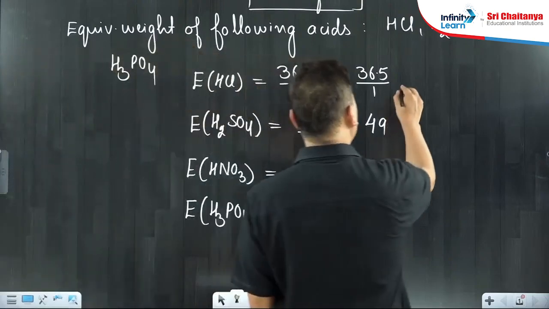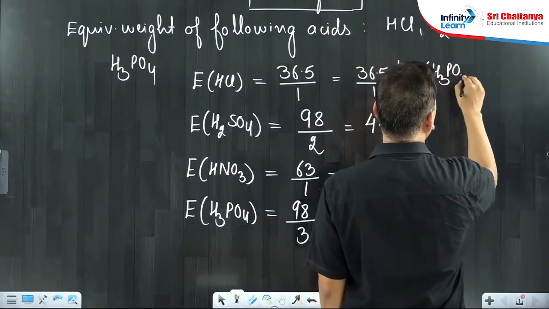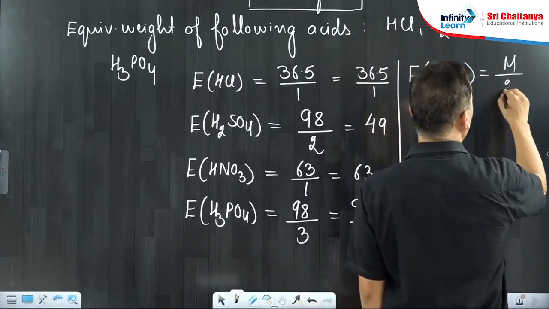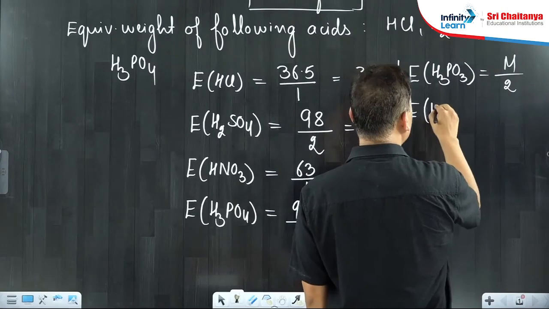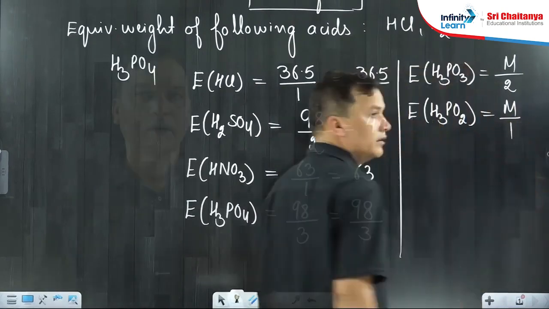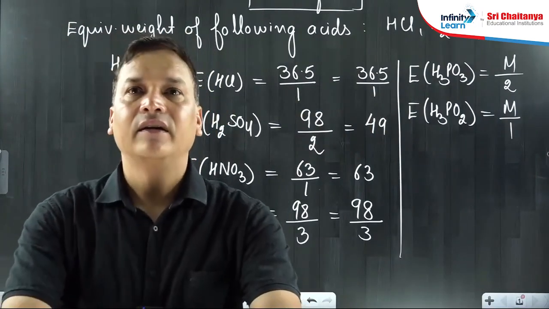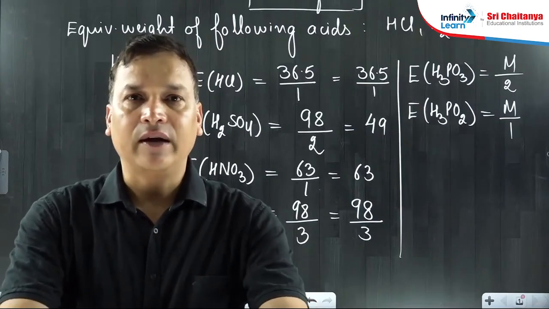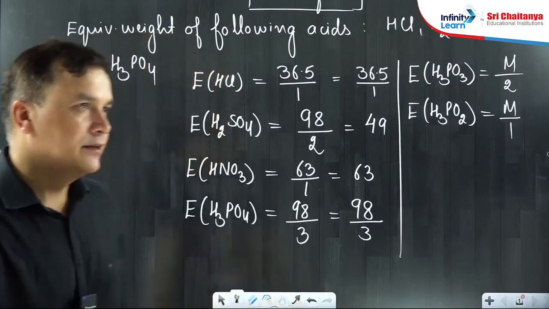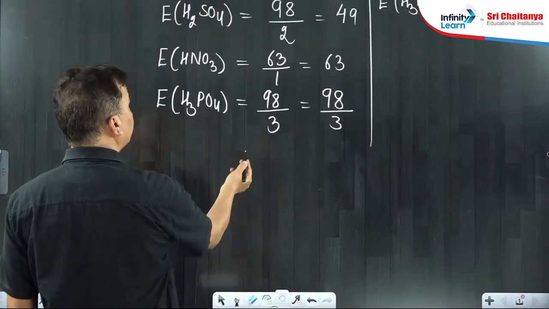My dear student, next, if we have to calculate the equivalent weight of H3PO3, we must know its molar mass M divided by 2. The equivalent weight of H3PO2 is equal to M upon 1. Dear student, in order to find the equivalent weight of an acid, we divide the molar mass by the N factor. N factor means the basicity of an acid. Is that clear?